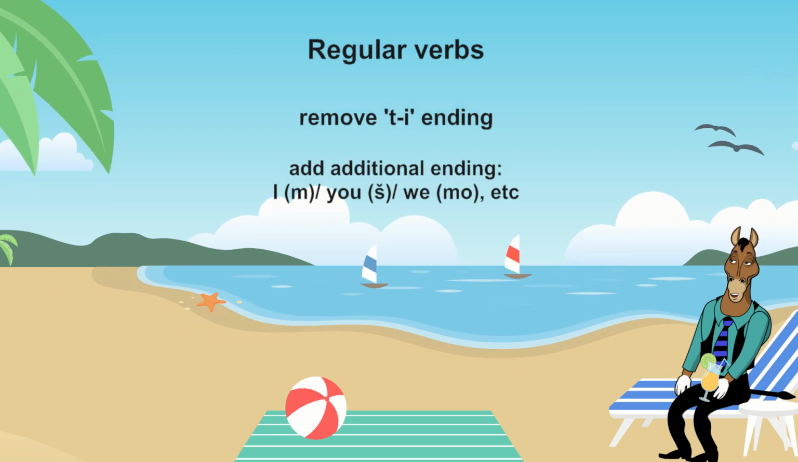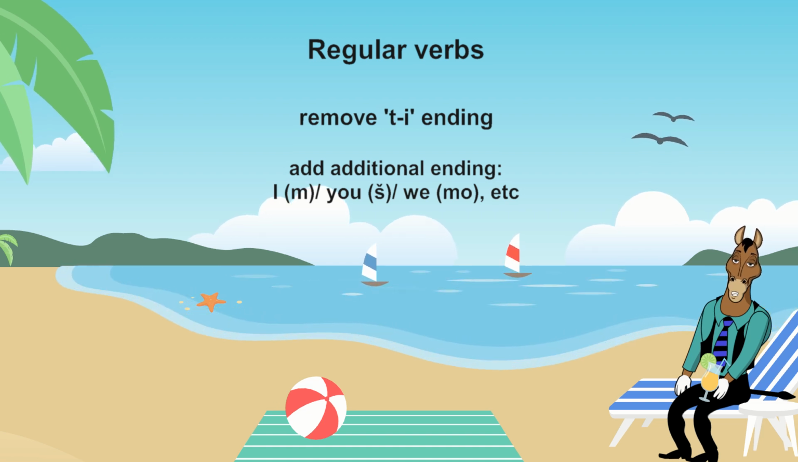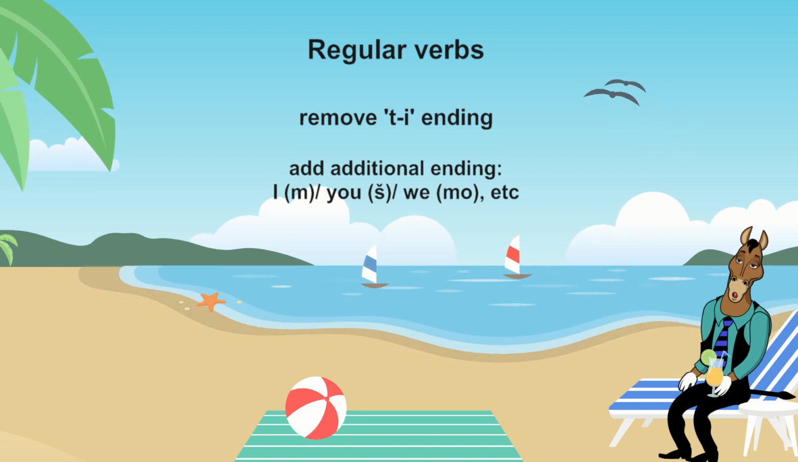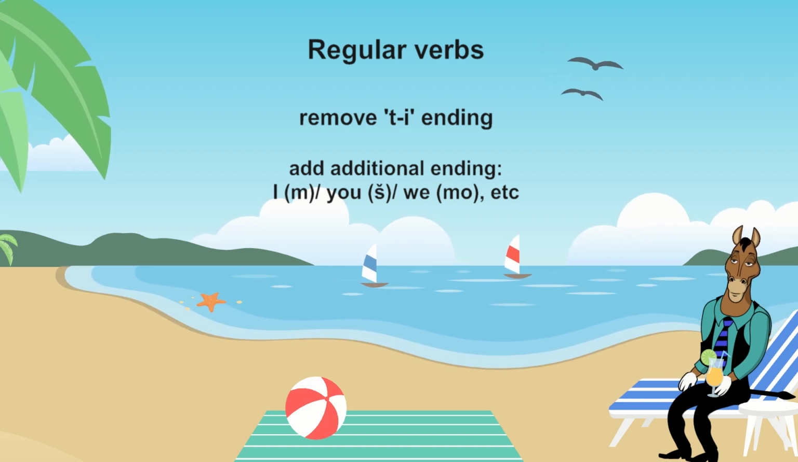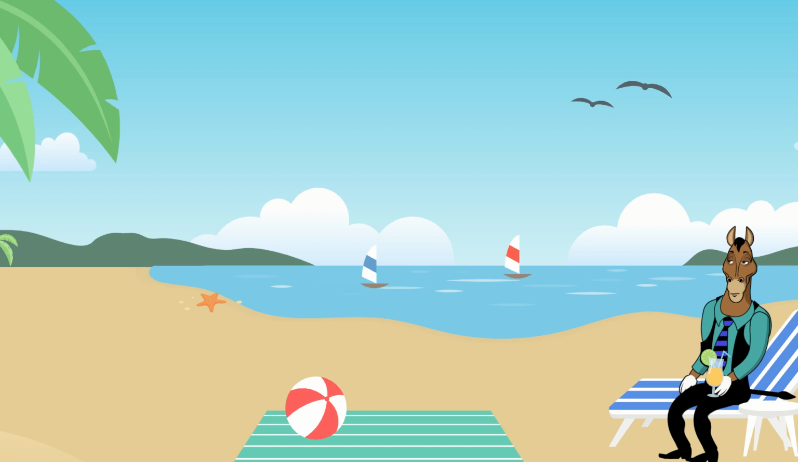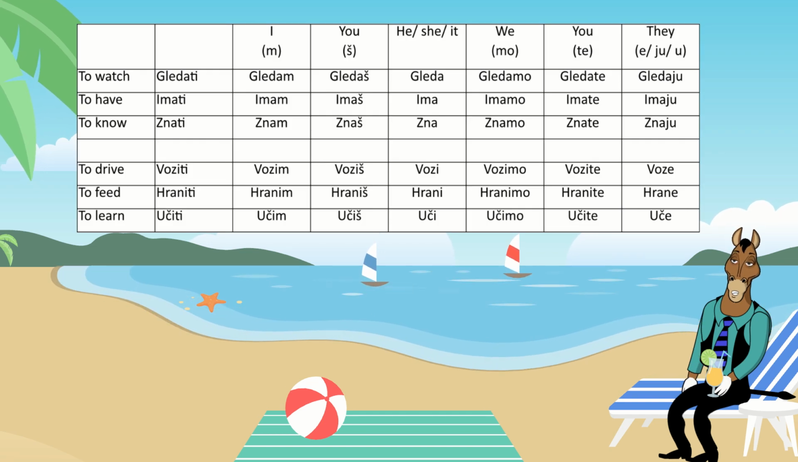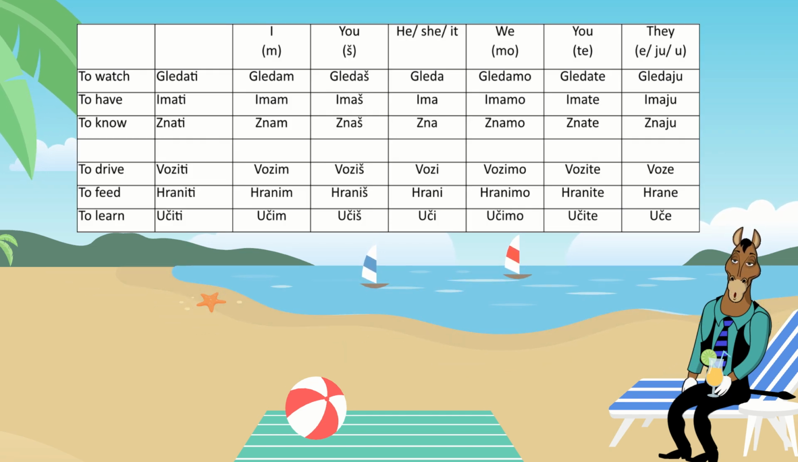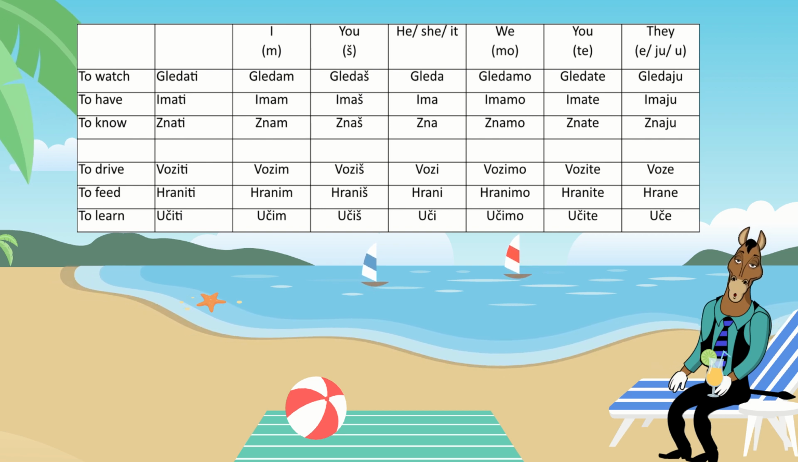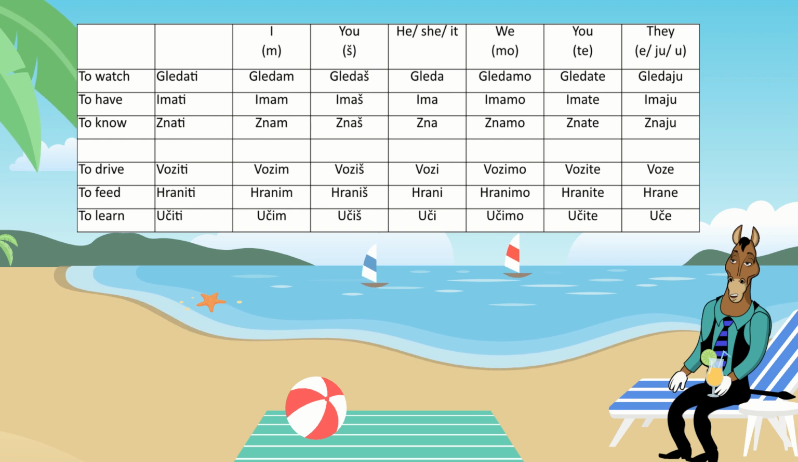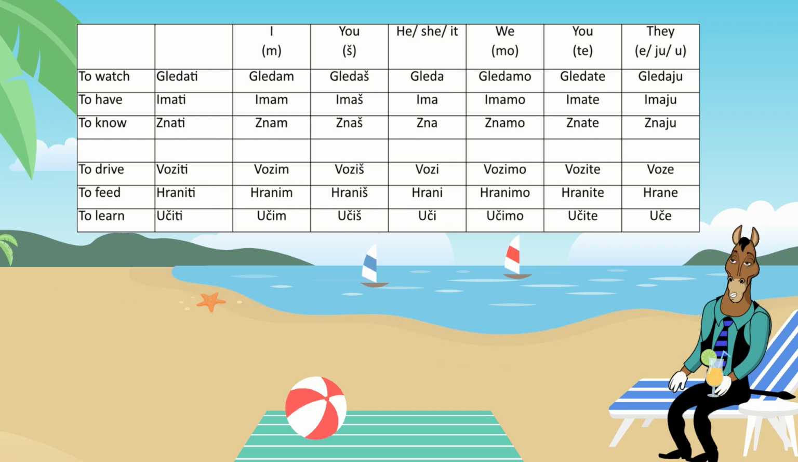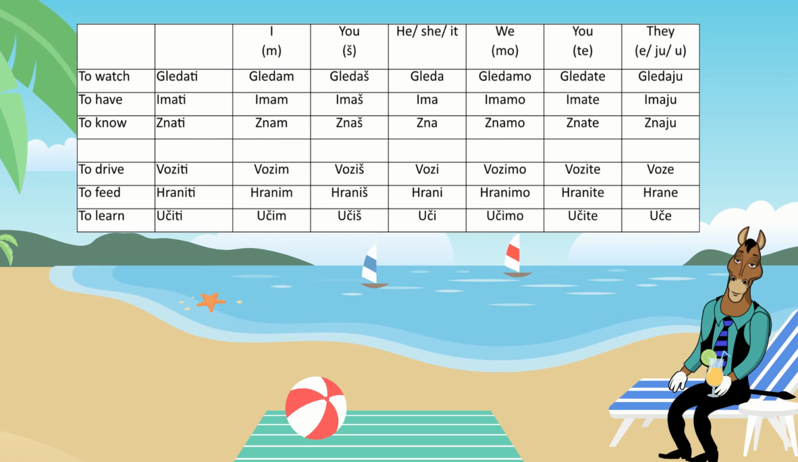Regular Croatian verbs are easy to conjugate for the subject, as for most, all that is required is to remove the ti ending, then add the appropriate ending for the subject doing the action. Here is a table of some regular verbs. If we remove the ti ending from gledati, imati and znati, we get gleda, ima and zna. And for voziti, hraniti and učiti, we have vozi, hrani and uči.